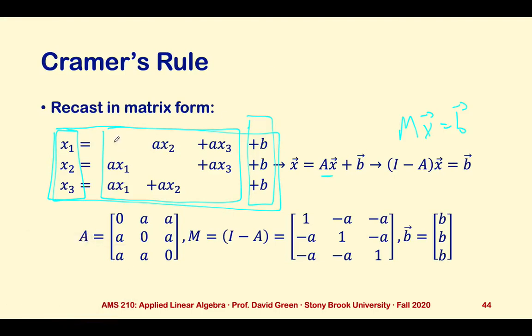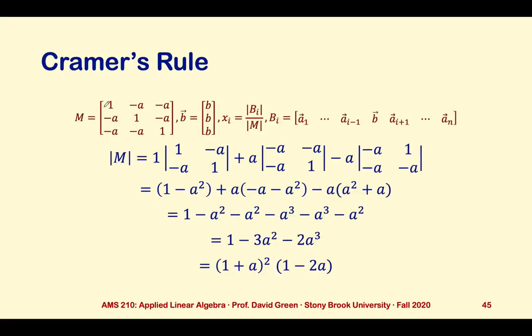In this context, A is the matrix of coefficients shown in the first block. So this gives us 0, a, a; a, 0, a; a, a, 0 for our matrix A. B, of course, is just the vector of all b's. And our matrix for Mx equals b is given by I minus A. Since we had zeros on the diagonal, this difference gives us ones on the diagonal and negative a's on all of the off-diagonal pieces.